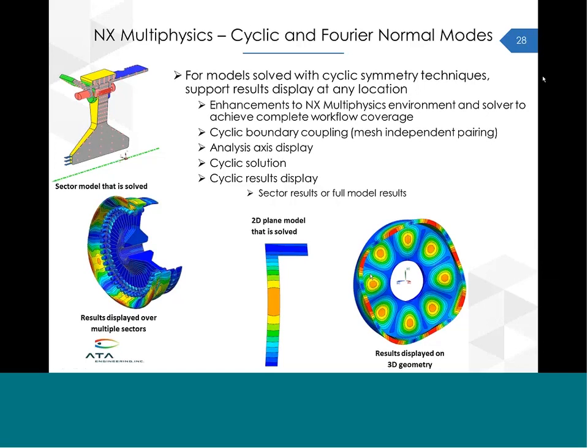The images you see on the bottom portion of the screen show results that you can get from Fourier normal modes. In this case, we're working with just a small sliver of this structure, but it's actually a 2D model and not the 3D model we had in the previous example. So what you can do here is solve for the modes of this 2D sliver and then extrapolate the results 360 degrees around the structure.